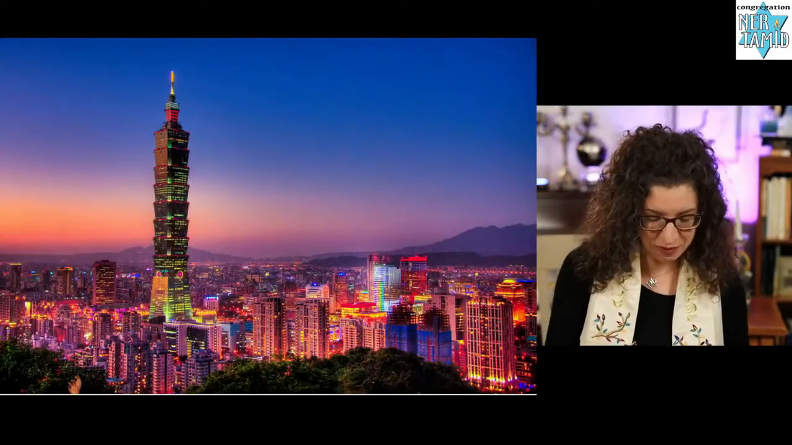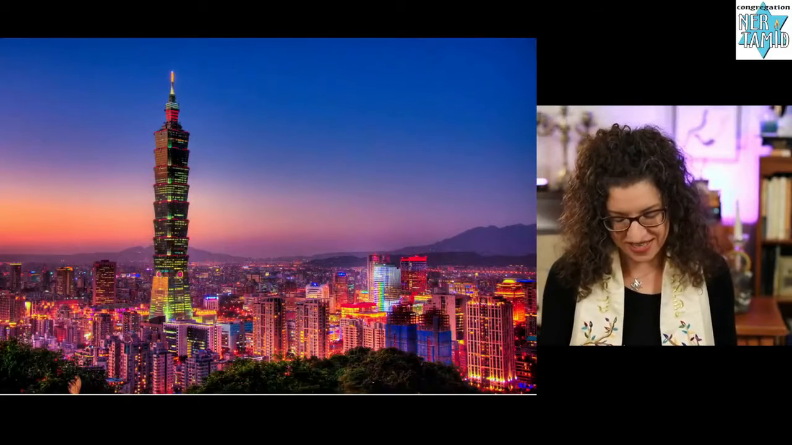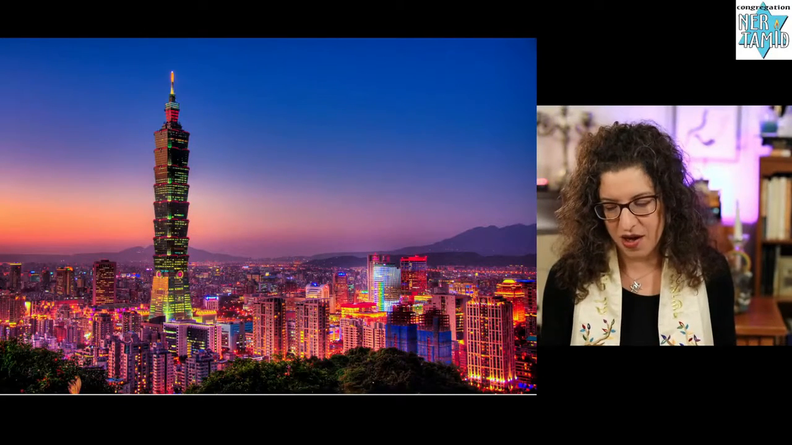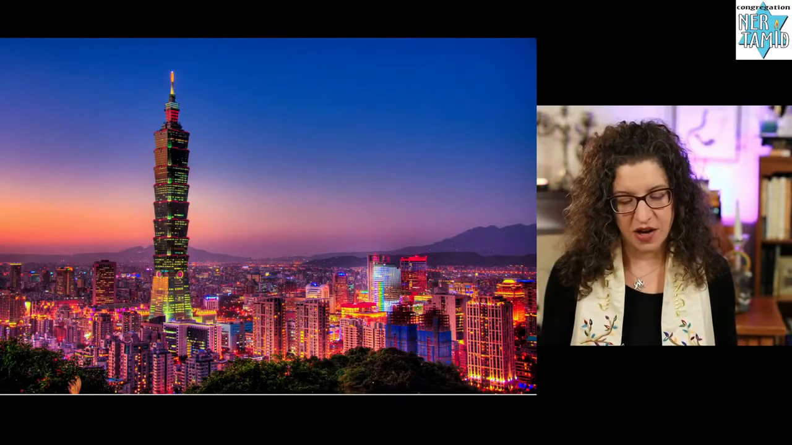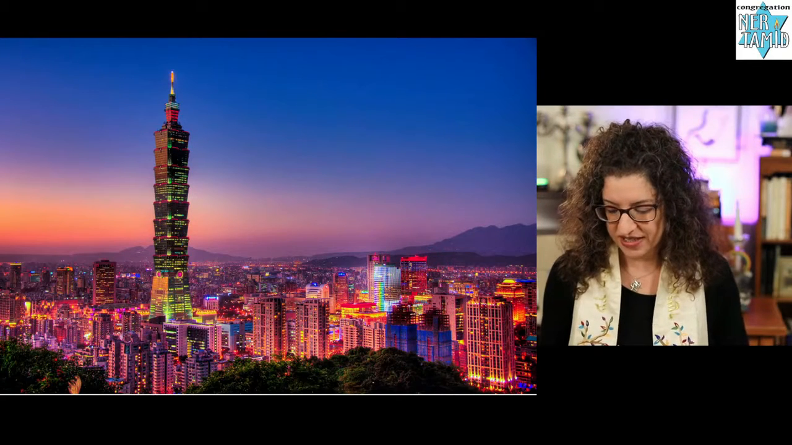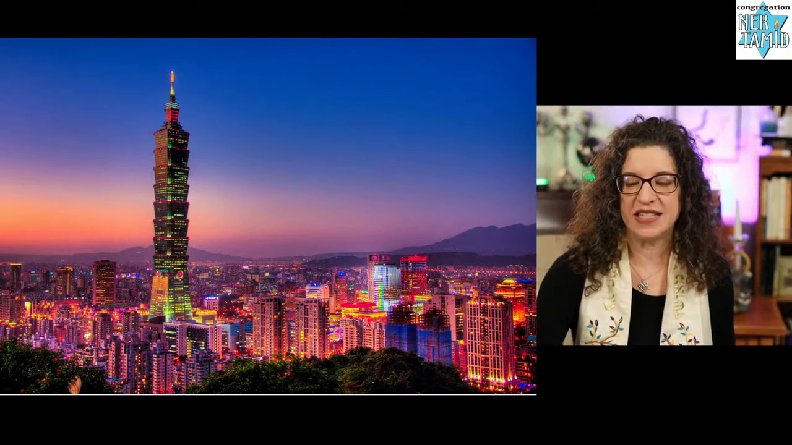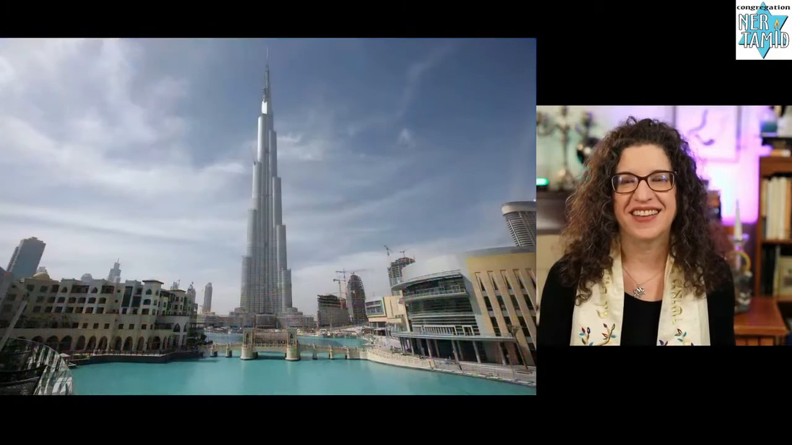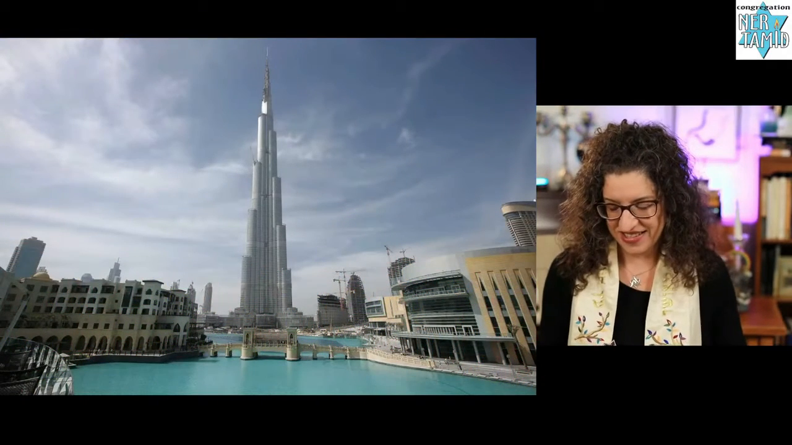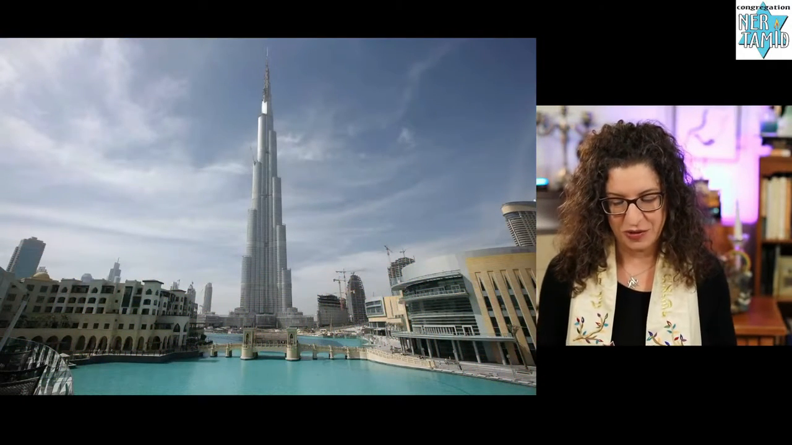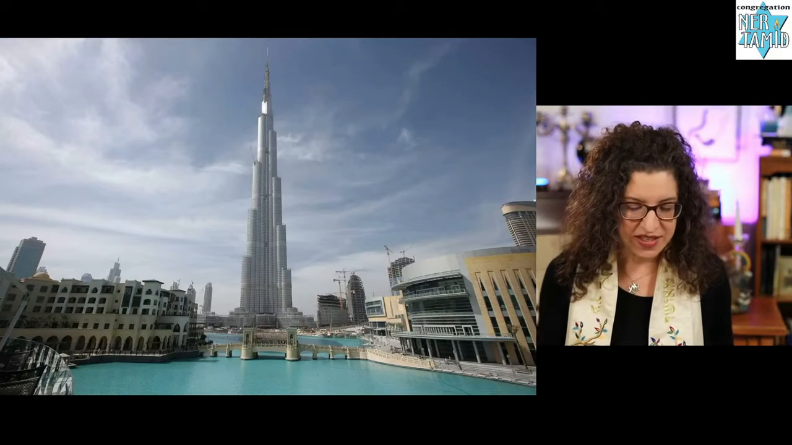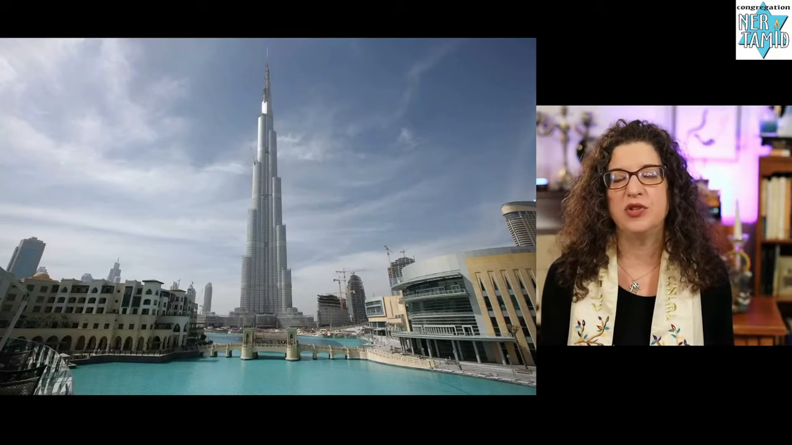Let's take a look at a couple of Babel towers, perhaps in our own time. This is what's known as the Taipei 101. It was the tallest building in the world until another one came to take its place. Let's take a look at the next one. This is now the tallest building in the world. Who knows how long that will last? This is the Burj Khalifa in Dubai, currently the world's tallest building, kind of extraordinary looking actually.